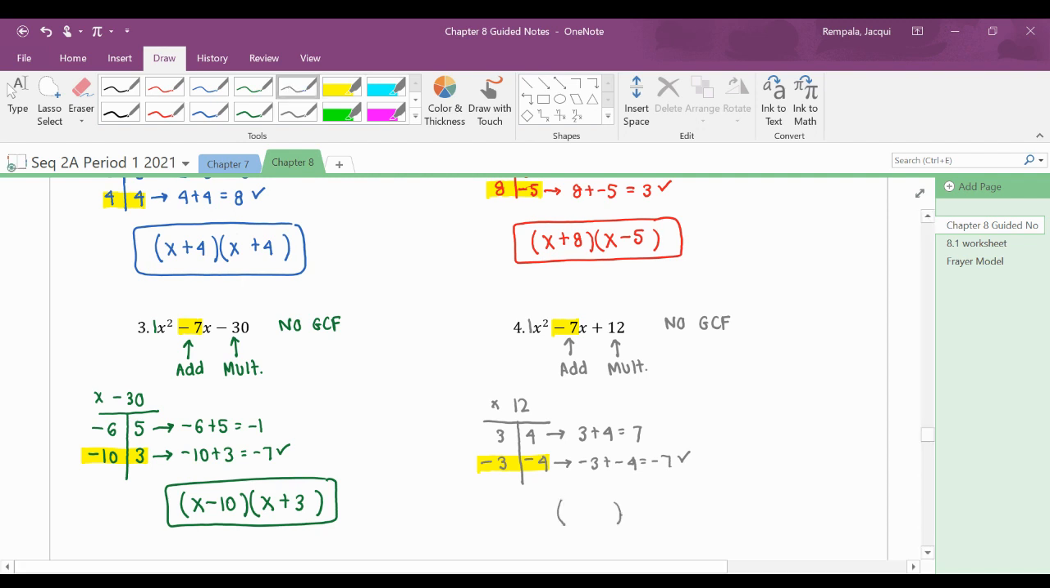So then when I'm writing my final answer, we'll start each of our parentheses with an X, and we'll fill in the rest of the parentheses with the two numbers from our chart. So X minus 3 times X minus 4.